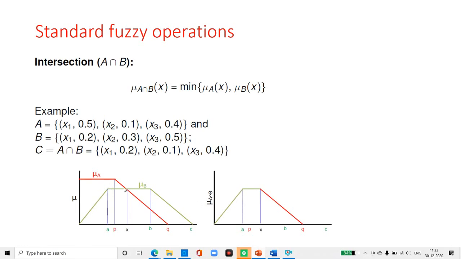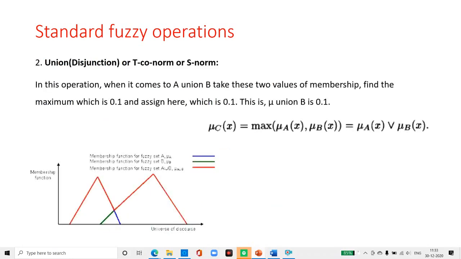Up to this is set A, and from this line to this point is set B, and this is the intersection between set A and set B. So this is the final diagram of an intersection. Here we are getting the A point, X point and Q point. So this is a simple example for the intersection of set A and B.